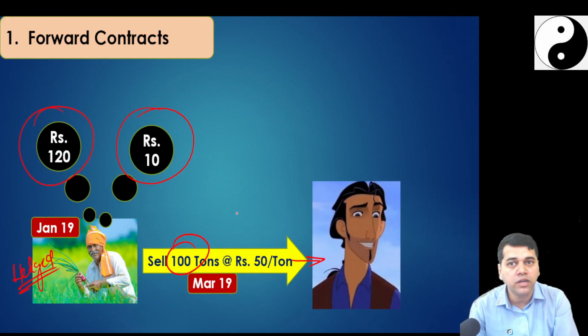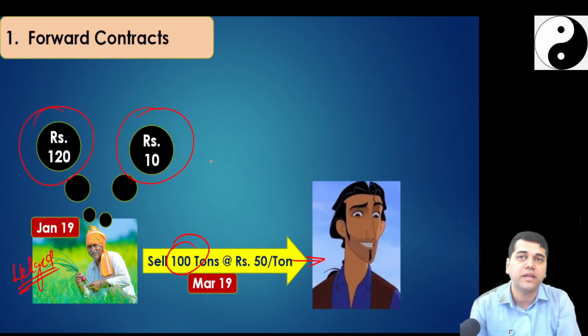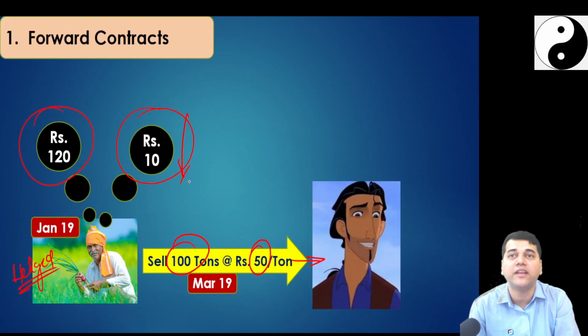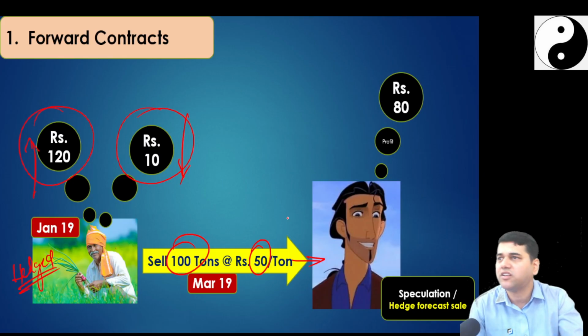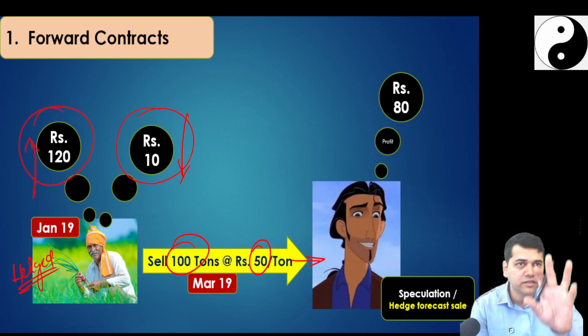Going forward, whether the price is 120 or the price is 10, I am going to get a fixed 50. When I am happy, the forward seller is happy if the price is going to become 10 rupees because he could realize 50. The forward buyer is happy if the price is 120. And this guy can be a speculator, hedger, or God knows who he is, or an arbitrator. There are three types of people.